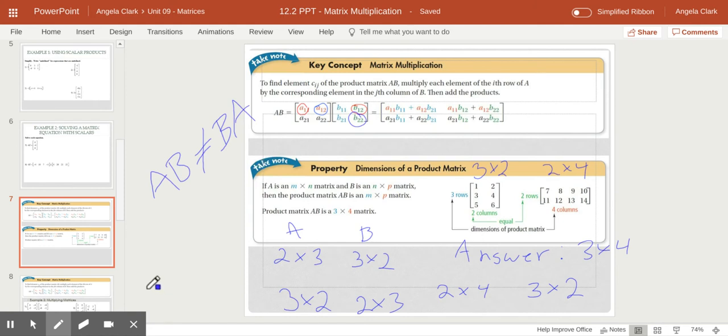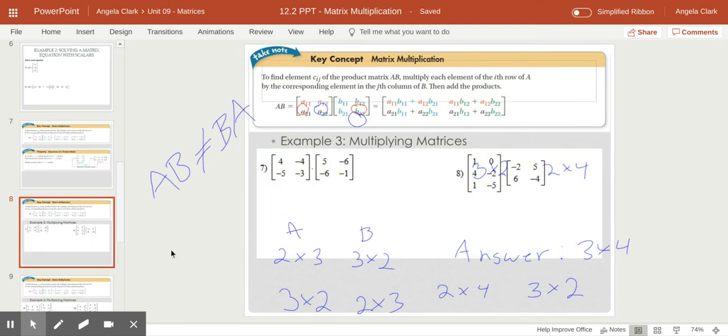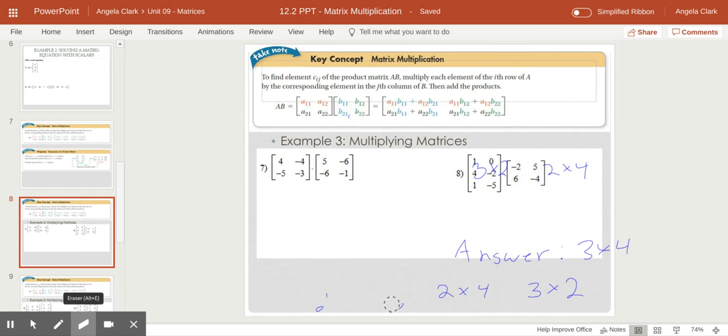Okay, so all that being said, let's go ahead and do some examples of this. First of all, we're going to look at our dimensions because we need to know the dimensions in order to know if we even can multiply.